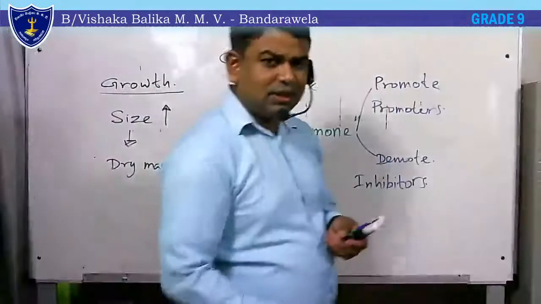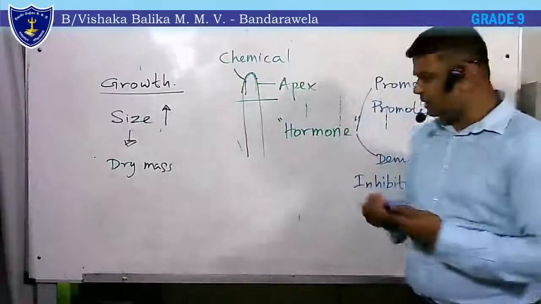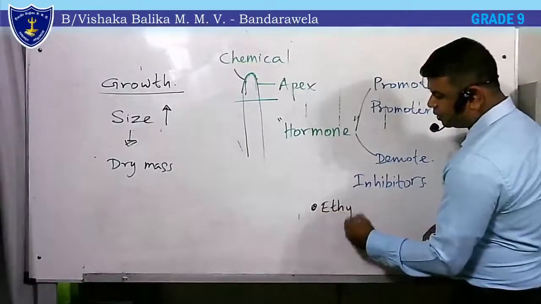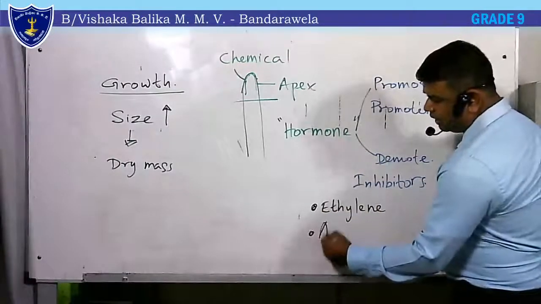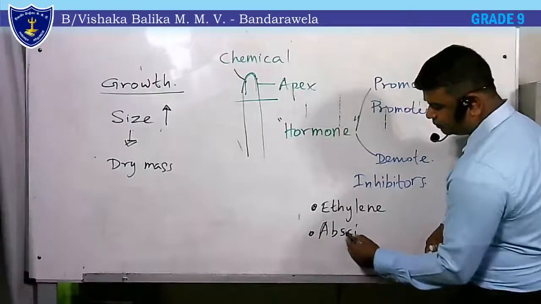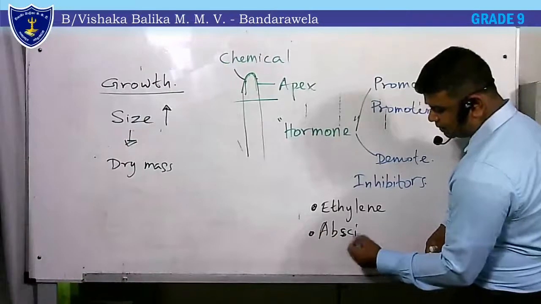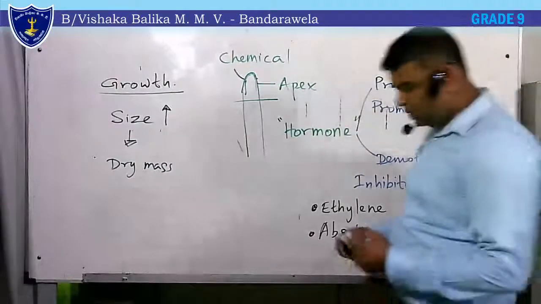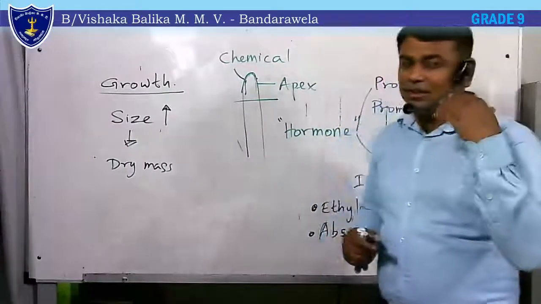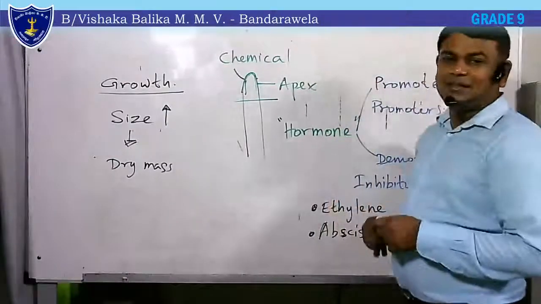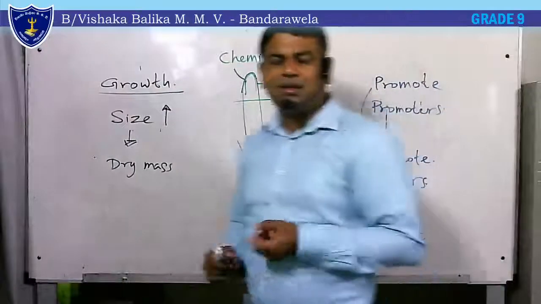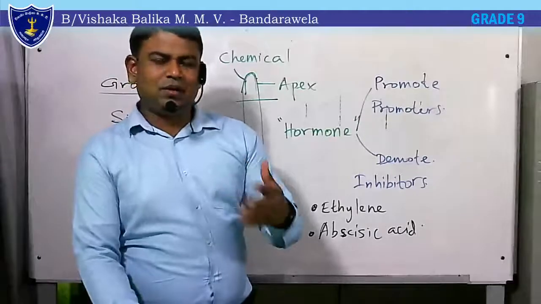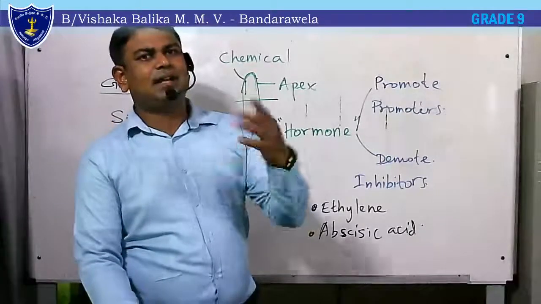So what are the growth inhibitors? There are two growth inhibitors. One is the ethylene hormone, and the other is abscisic acid. Ethylene is one of the famous inhibitors. You know, ethylene is artificially used to ripen fruits. When ethylene is sprayed over the fruit, it stops growing and starts ripening.